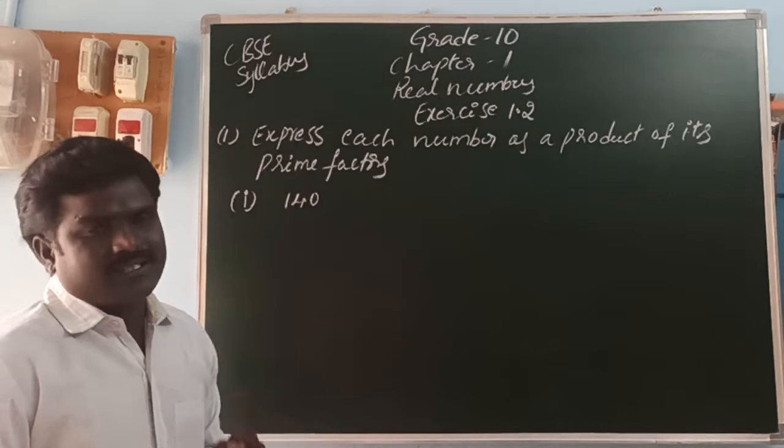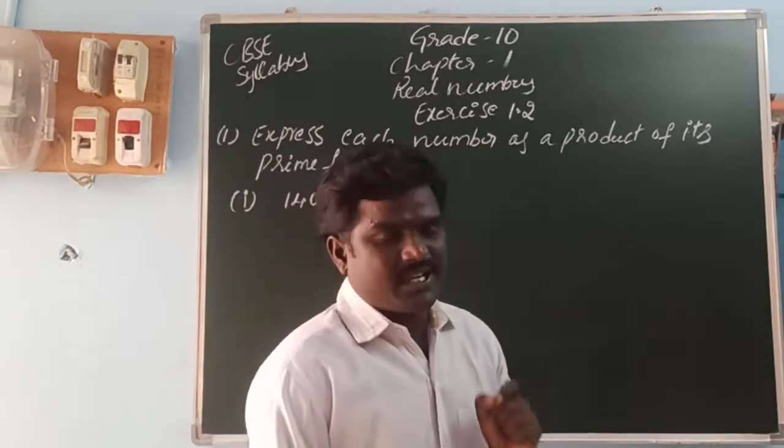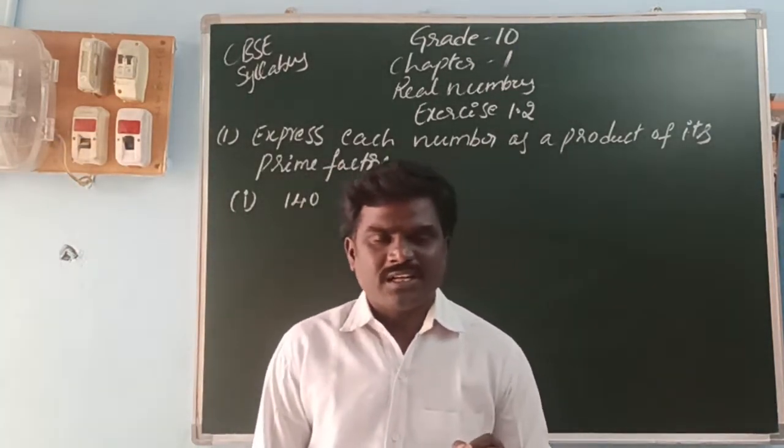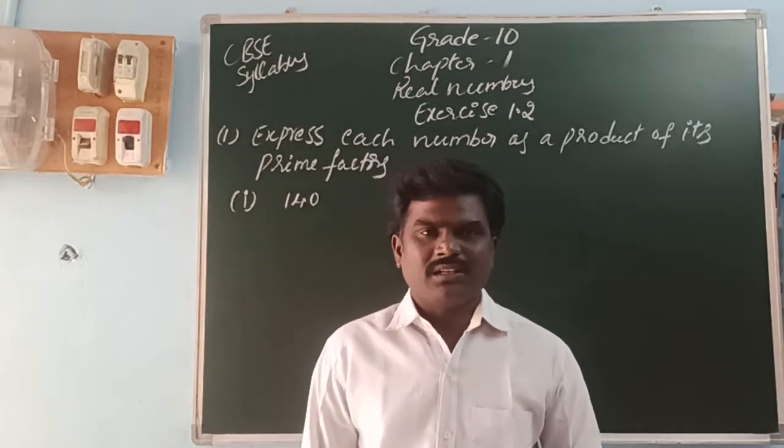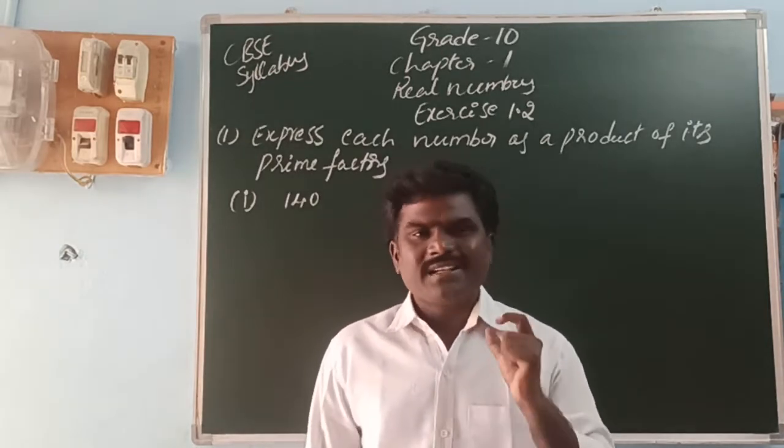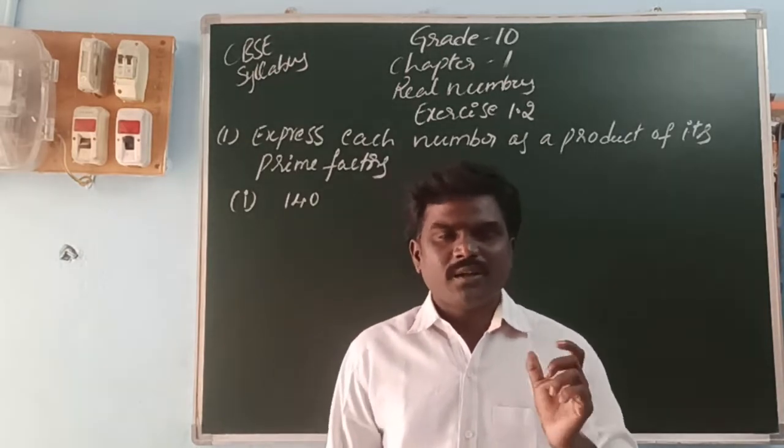Okay, factor and divisor are the same. So what is called a divisor? When a number is divided by another number and the remainder is 0, the dividing number is called a divisor or factor.